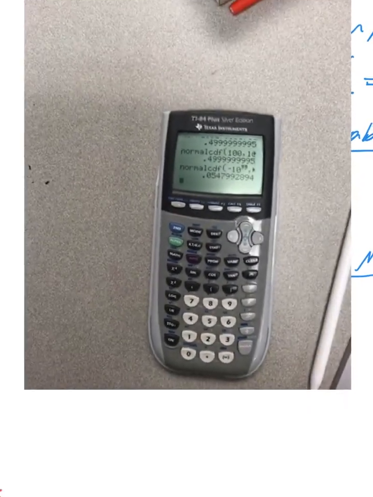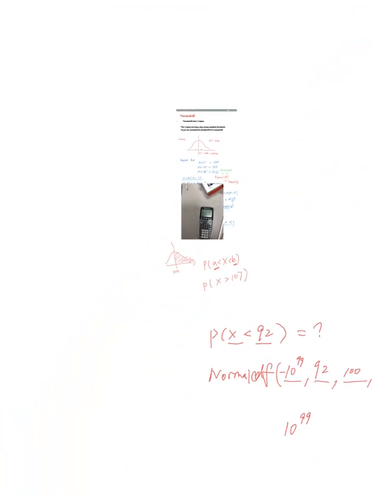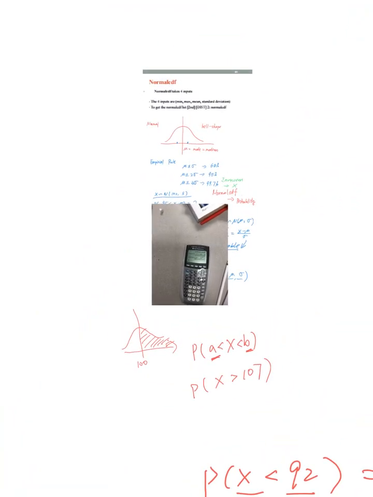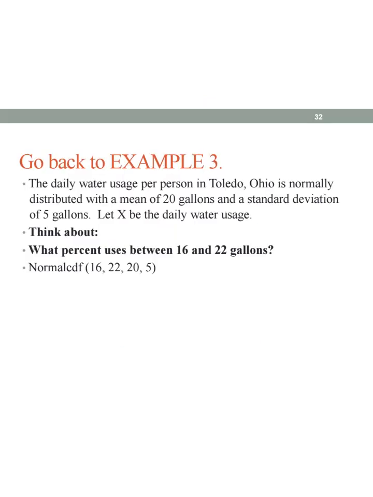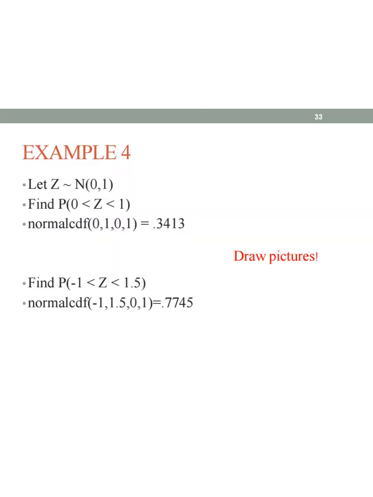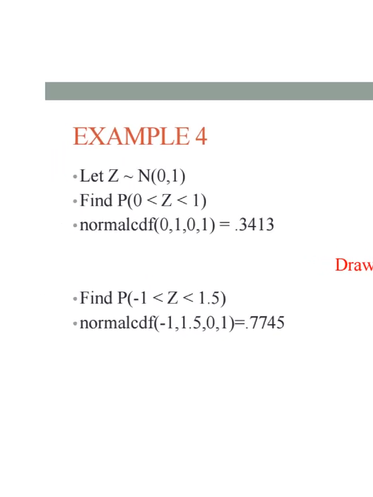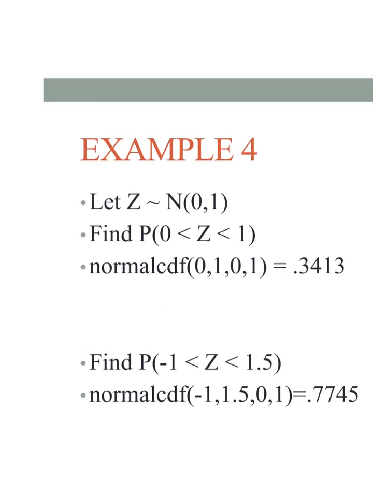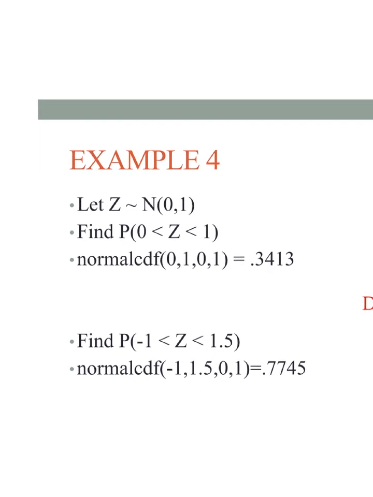How about I give you more practice? I'll give more practice for this part. This is an example. Could you find the probability? We have standard normal distribution. Z follows standard normal distribution with mean equal 0, standard deviation equal 1. Could you find the probability for Z between 0 and 1? Could you find the probability for Z between -1 to 1.5? Could you find these two probabilities?